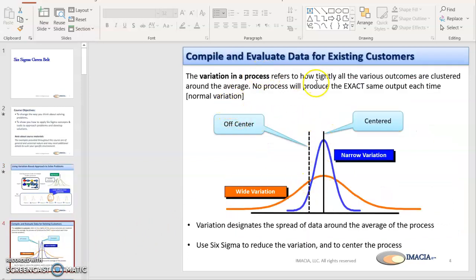We compile and evaluate data for existing customers. Basically, as you may recall, this is the normal distribution. And this is also a normal distribution because both are symmetrical, but this one has a wide variation, this has a narrow variation. This should be our target because we want to eliminate, reduce the variation, which means we want a narrow variation.